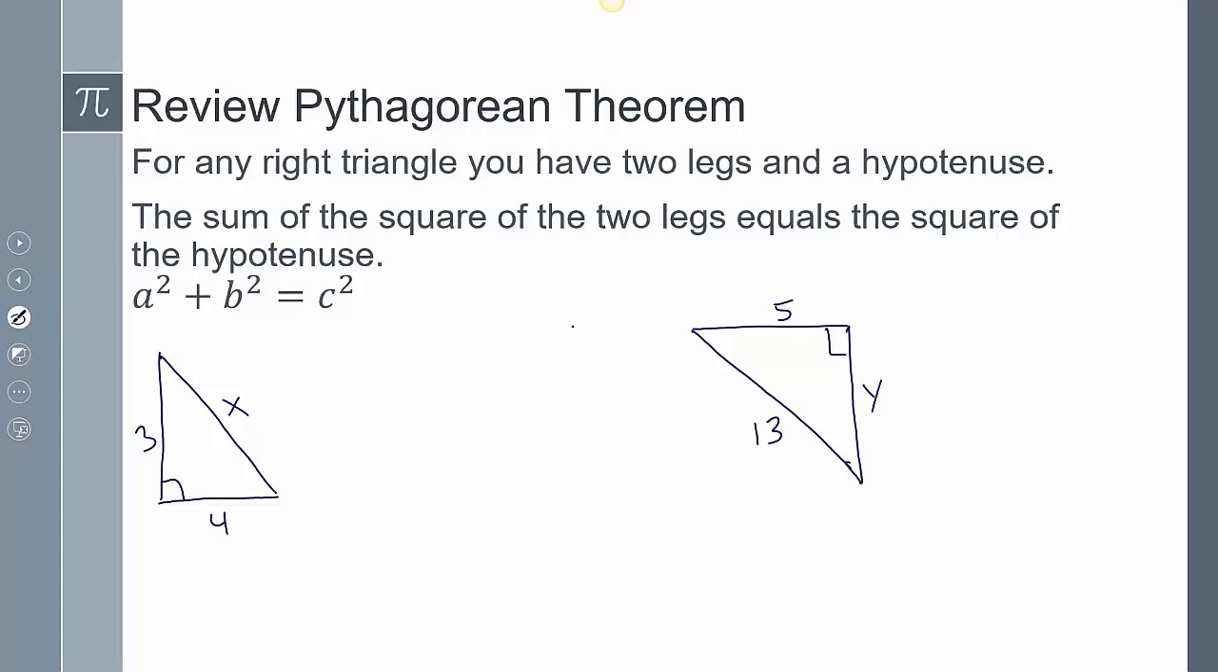For any right triangle, you have two legs and a hypotenuse. The sum of the square of the two legs equals the square of the hypotenuse. And so we get this formula, a squared plus b squared equals c squared, where these are going to be the legs, and this right here is the hypotenuse.